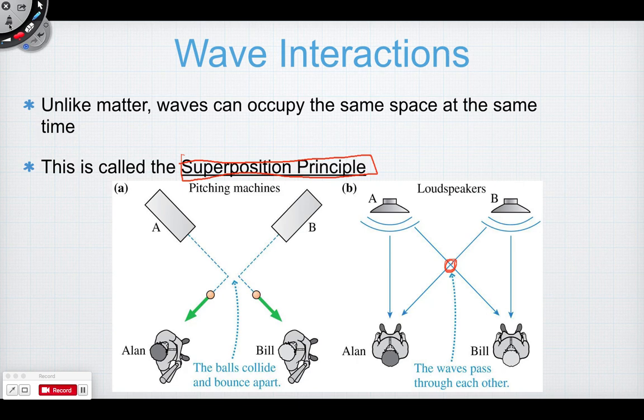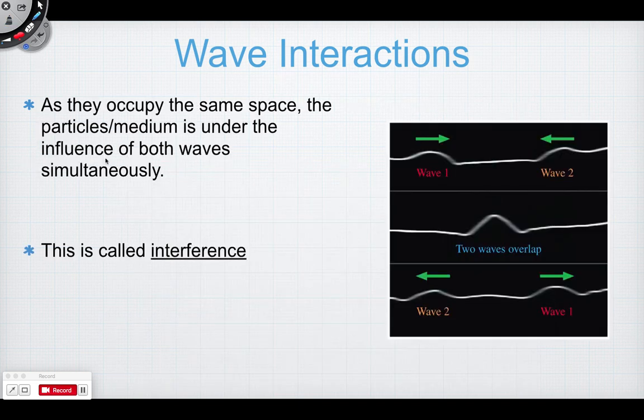So we have to think about how they overlap, and while they're overlapping, what is this interaction? As they occupy the same space, the particles that are in the medium are under the influence of both simultaneously. What does that mean? Well, right now, this particle of the rope is under the influence of wave one, and this particle on the rope is under the influence of wave two. As the wave moves, no longer in the influence, that's okay.